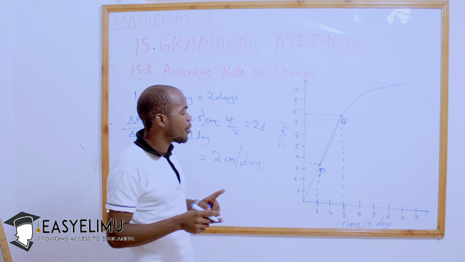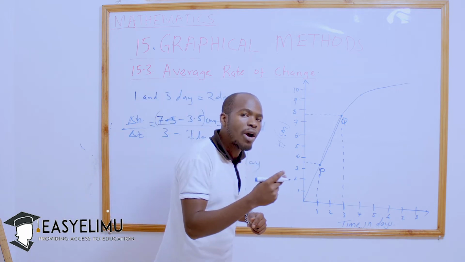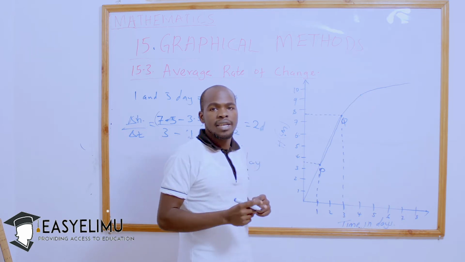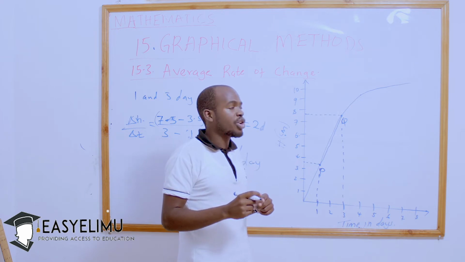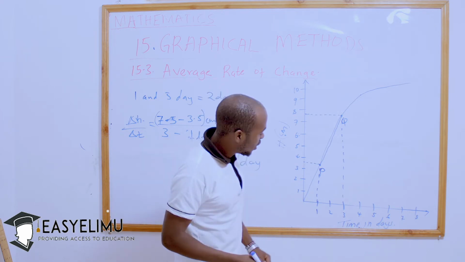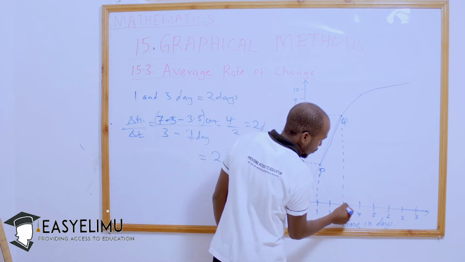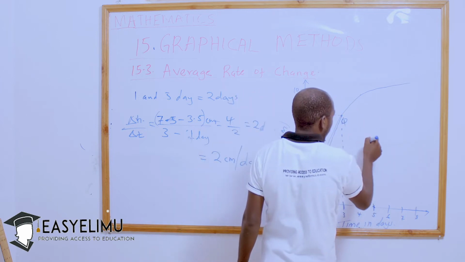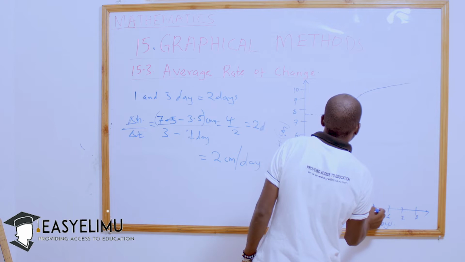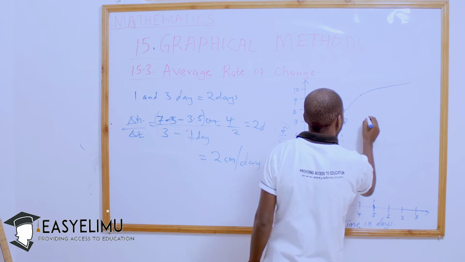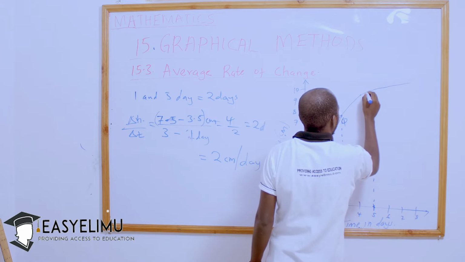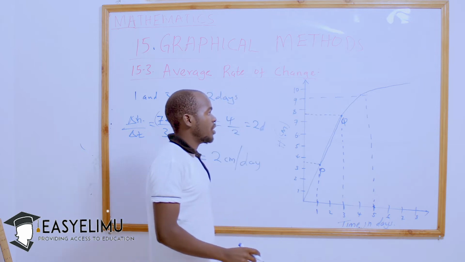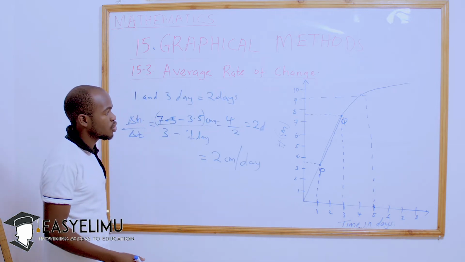Now let's introduce another point, because we want to see how much the height changed or grew in the next 2 days. So in the next 2 days, we add 2 days to 3, so we shall find 5. And if we move up from 5 to obtain the height, we are going to have approximately 9.